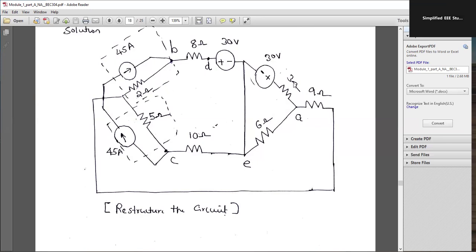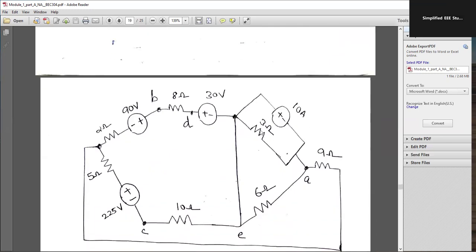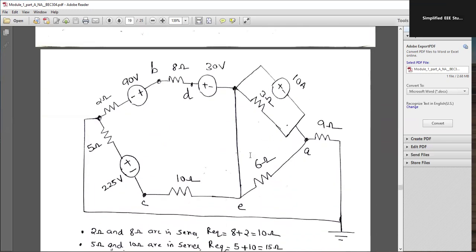30 is the voltage, 3 is the resistor. So I is equal to V by R, 30 by 3. That is nothing but 10 ampere. 10 ampere parallel to 3 ohm. Then 6 ohm I kept as it is.